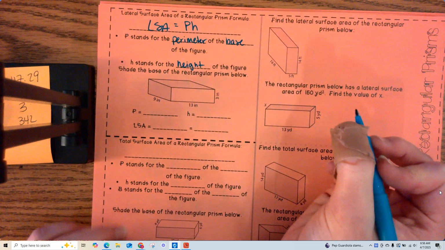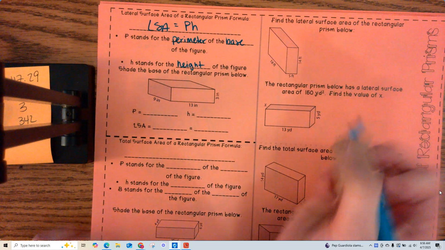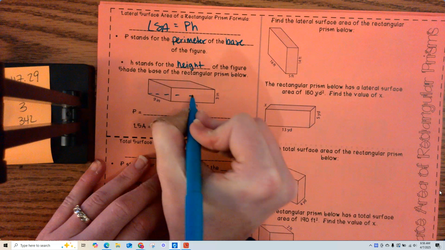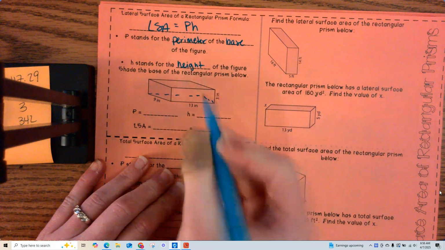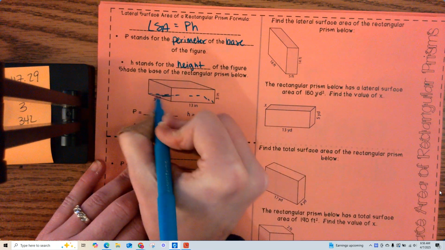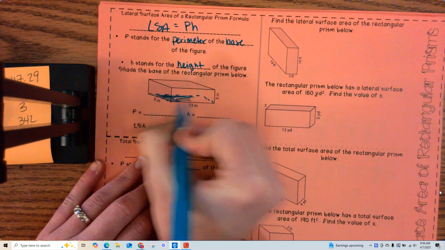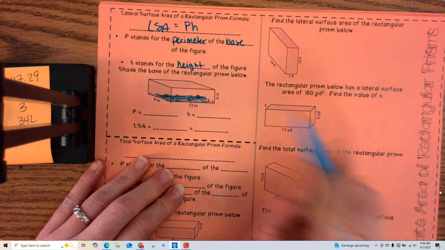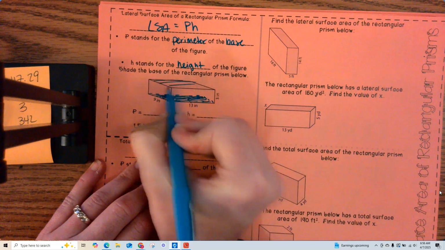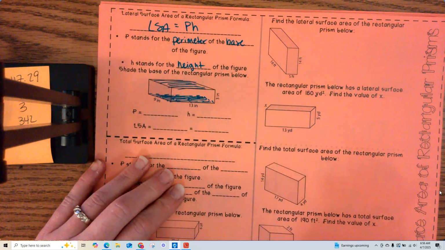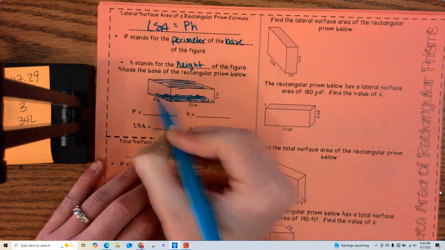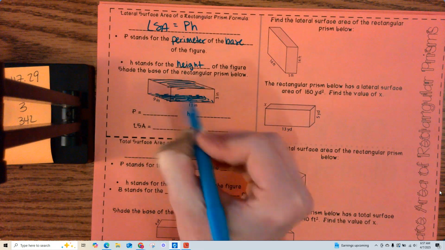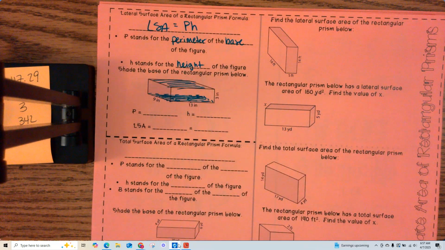So this one says shade the base of the rectangular prism below. In rectangular prisms, we usually have to be told which one's the base. And if we're not told, we're just going to assume that the base is the piece it's sitting on, which would make the bottom the base, but it's also going to make this top piece a base as well. So perimeter of the base, we would add 13 and 9, and then remember we have this back side that's 13 and this side that's 9.